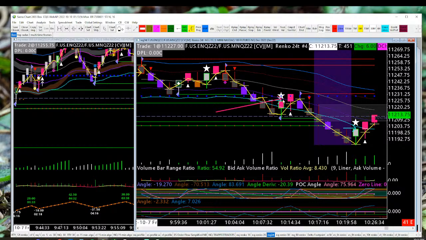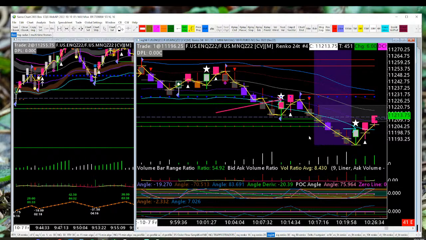If I, for some reason, accidentally did buy this, I'm definitely getting out here, right? This is the very best that I would expect from that, and I would never hold it any longer than 2 bars.